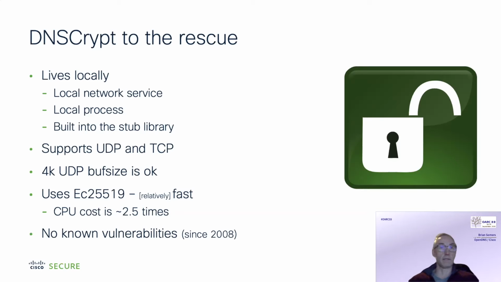DNSCrypt uses Ed25519, which is relatively fast encryption. It's the fastest encryption option that we've got these days. It does mean that the CPU cost is probably between 2 and 3 times what it is at the moment. But well, that's the price we pay. And DNSCrypt has had no known protocol vulnerabilities. It was invented in 2008, and nothing has ever been reported against it.